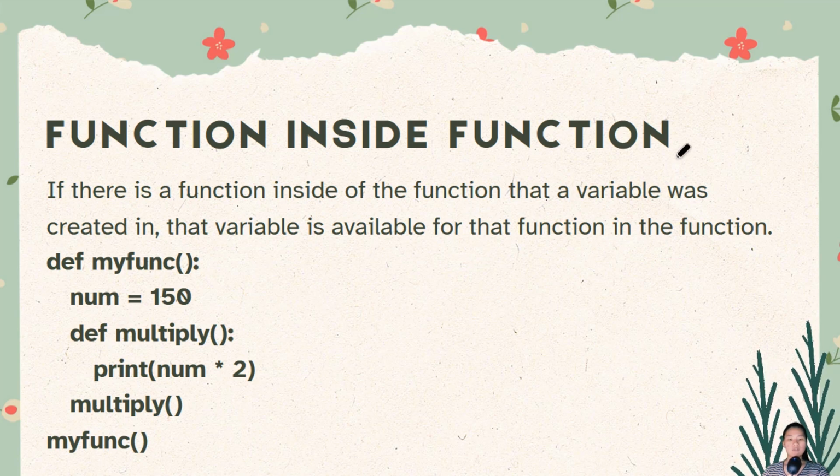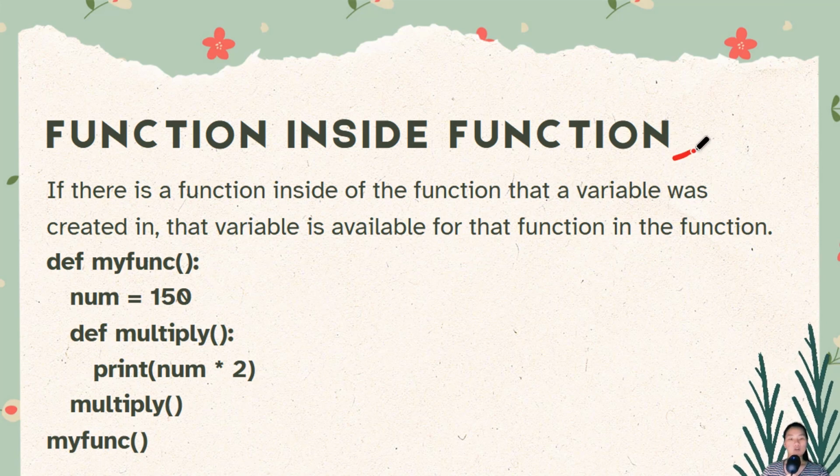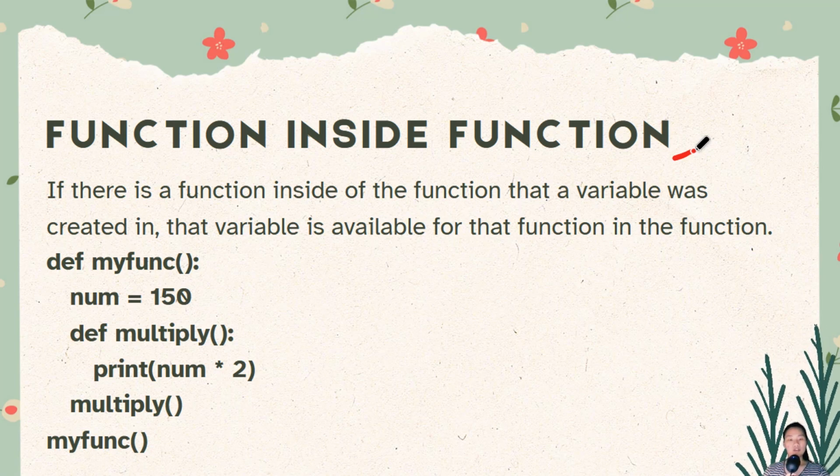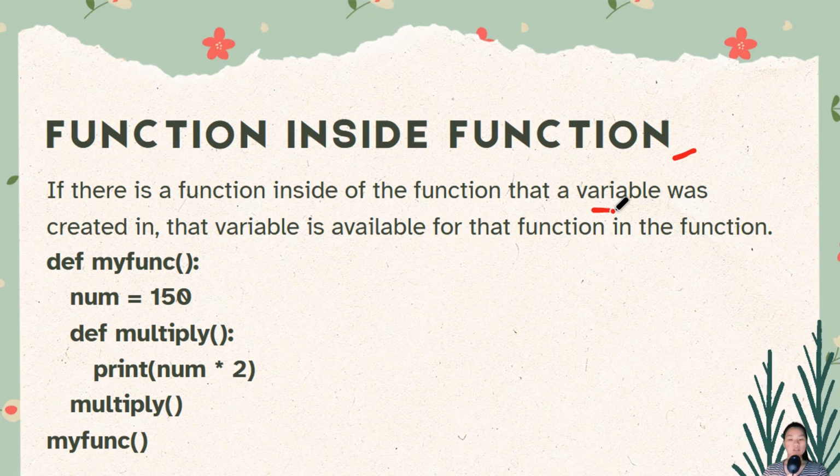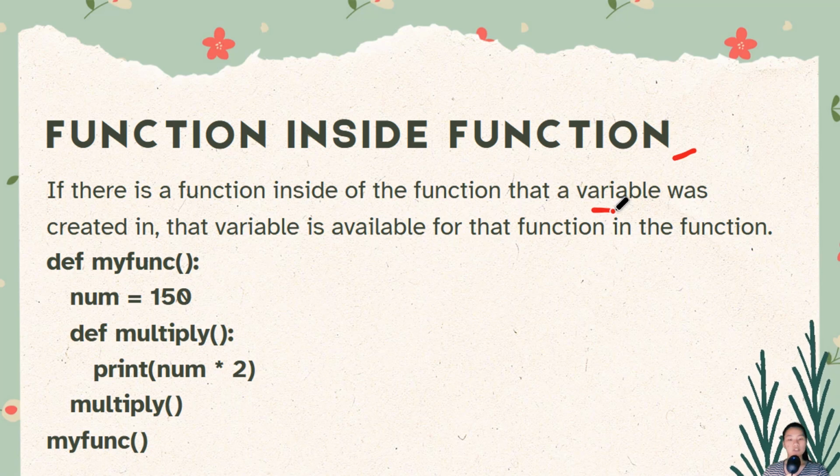Next up, a function inside of a function. Now, as you know, we can nest functions. So there can be a function inside of a function inside of a function and so on. If you create a variable in, let's say, the first function, and then you create a second function inside of the first function, the second function can use the variable that is inside of the first function, okay?